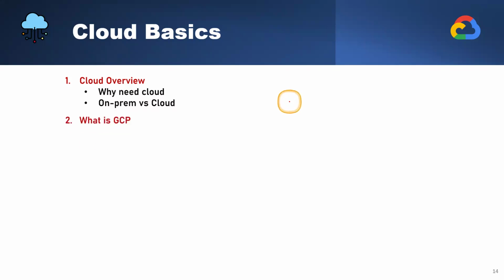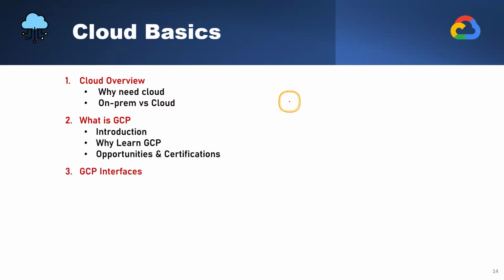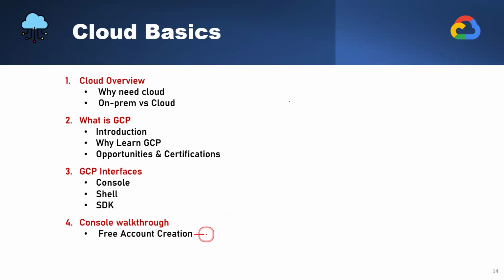And after that, what is Google Cloud Platform? In this one, I'm going to talk about the introduction, why we learn the GCP, opportunities and certifications. And in the third layer we are going to talk about the interfaces. If a data engineer wanted to work in the Google Cloud Platform, he can work via console, he can also work via cloud shell, he can also work via cloud SDK. So these are the three interface methods: console, cloud shell and cloud SDK. And after that, console walkthrough, where I am going to tell you the free trial account creation, guys. So we are going to do everything.